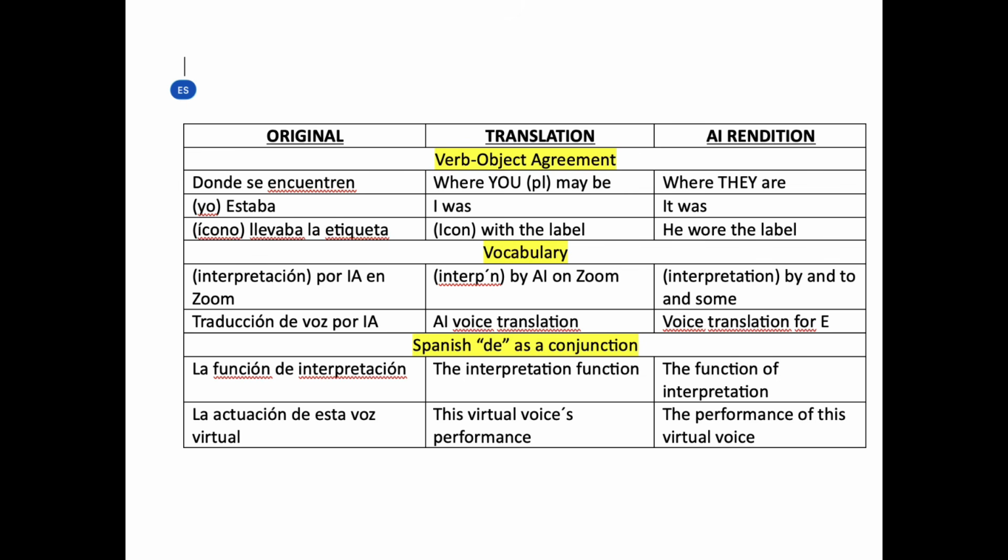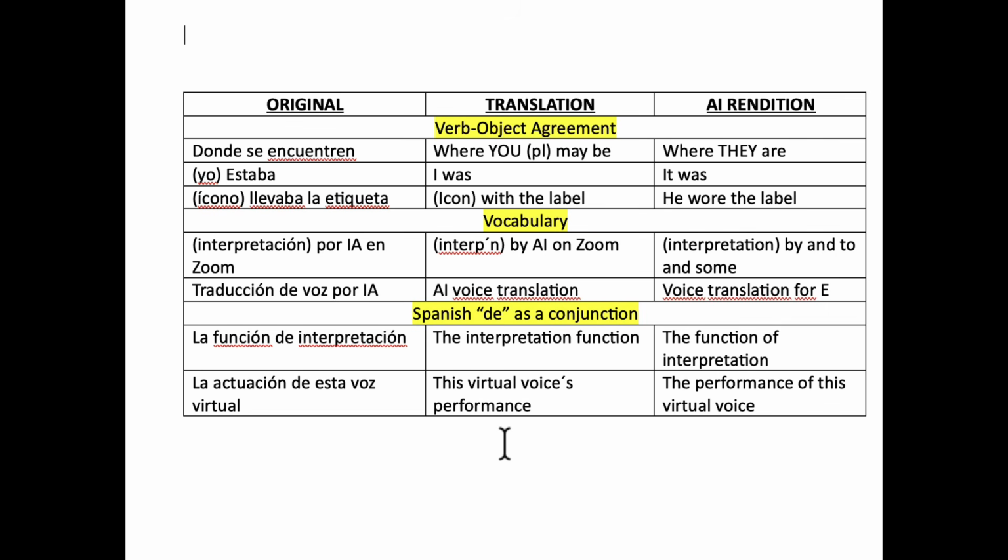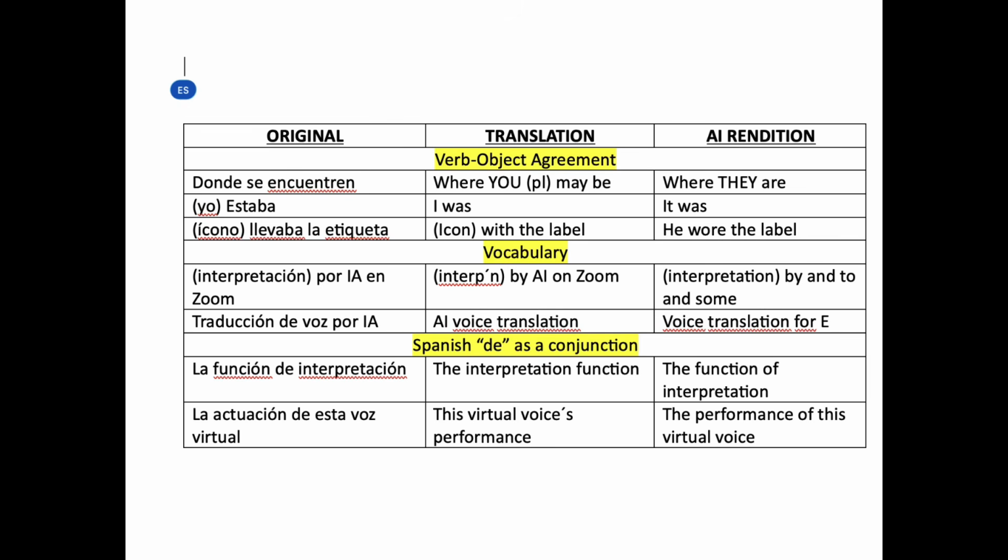I would say this is the biggest mistake that you see, where it says interpretation by AI on Zoom or AI interpretation on Zoom is rendered as interpretation by and to and some. That is completely incoherent. Likewise, where I refer to AI voice translation, and let me just say so that there is no confusion, the reason I am using that terminology, the reason I am talking about translation, is because that is how the icons are labeled on the platform. It seems to pick up on the sound and just say voice translation for E. That's bad.